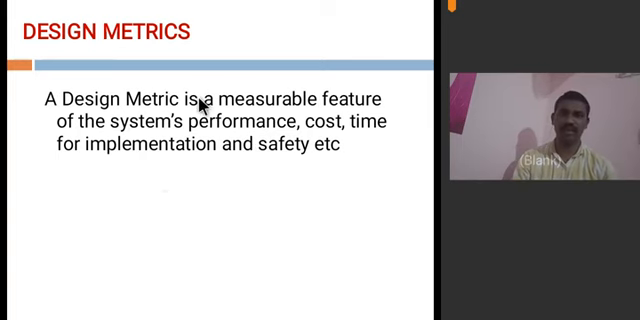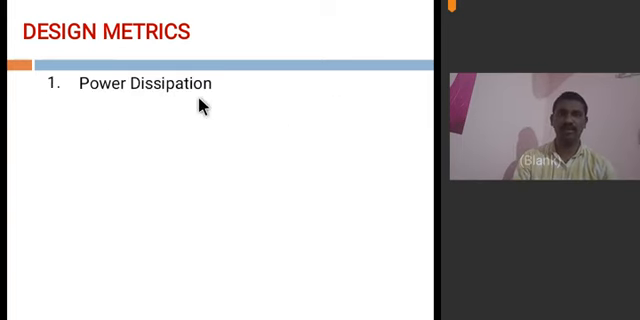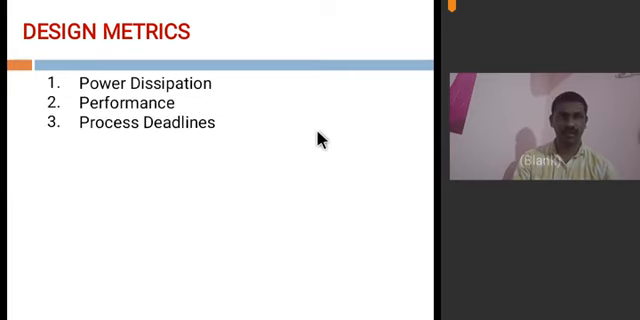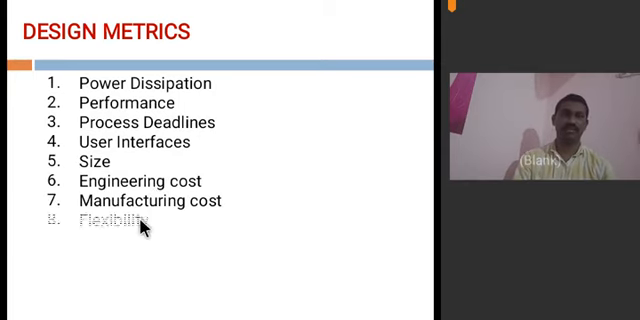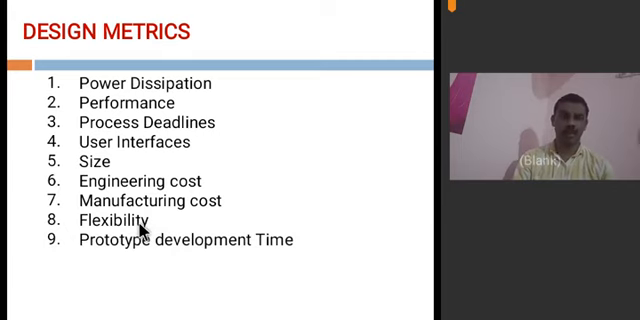Let us see what are the factors that come under design metrics. Power dissipation, performance, process deadlines, user interfaces, size, engineering cost, manufacturing cost, flexibility, prototype development time, and time to market. These all come under the design metrics. Let us see each metric in detail.